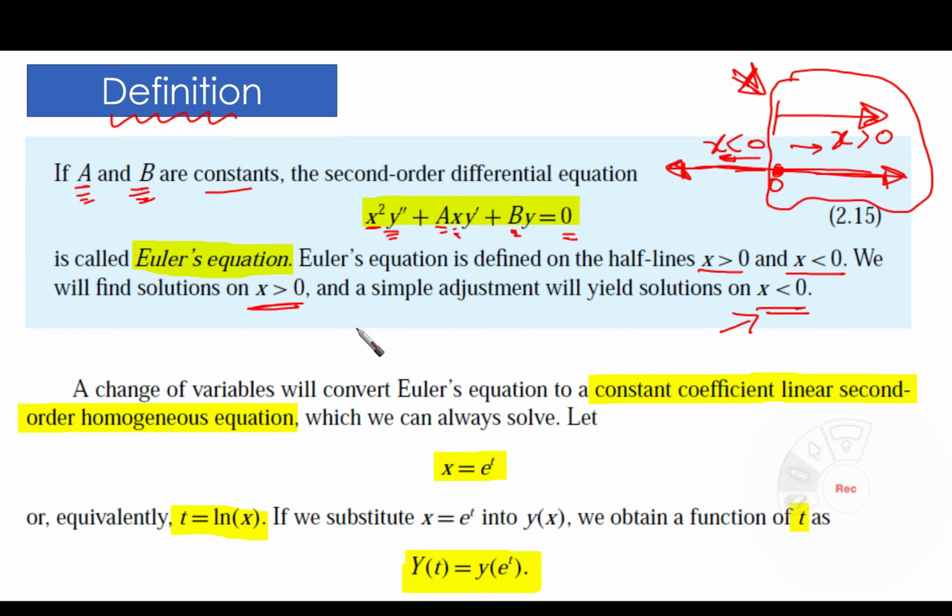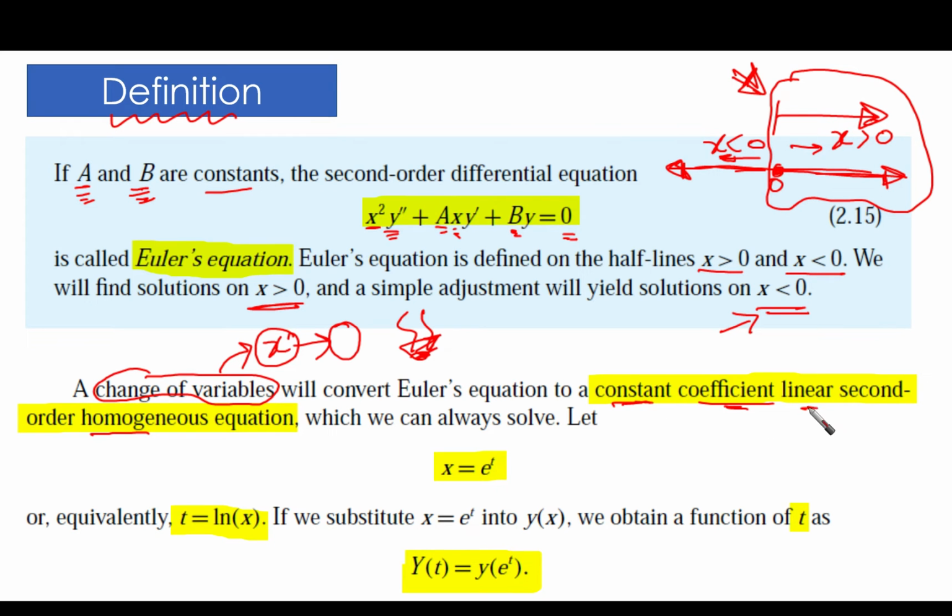A change of variables is how we are going to solve it. We are going to use a technique called change of variables. A change of variables will convert Euler's equation to a constant coefficient linear second order homogeneous equation. Look at this, it's beautiful. We are going to change the variable x to another variable, and this conversion is going to convert our Euler's equation to a constant coefficient linear second order homogeneous equation, which we can always solve, right?